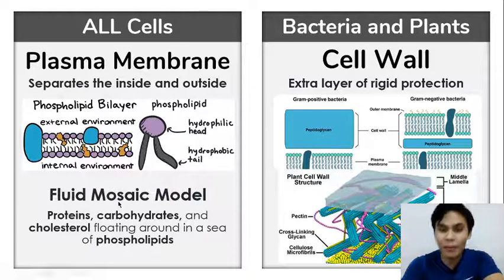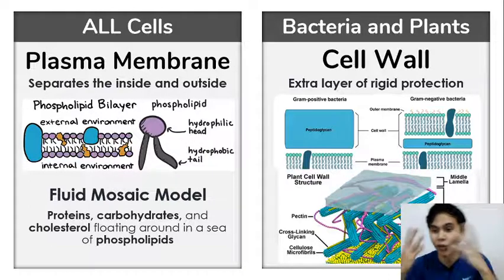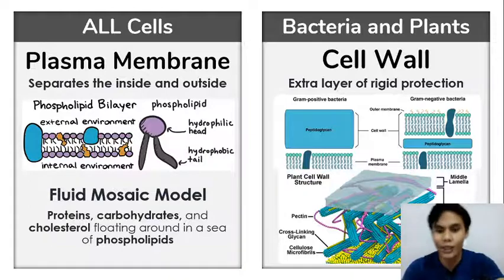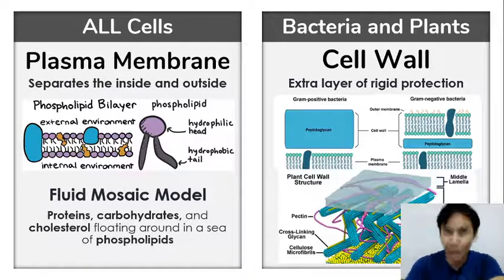The plasma membrane is also described with the fluid mosaic model. This is the way that scientists think that plasma membranes are arranged. It's fluid because the phospholipids form like a sea or an ocean, while proteins and carbohydrates and cholesterol float around in that sea of phospholipids.